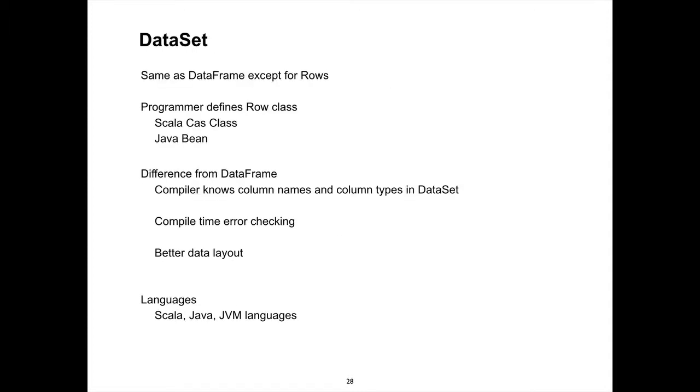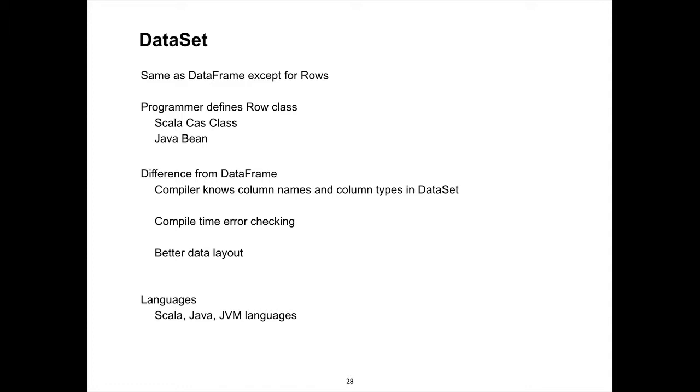Okay? A data set. A data set is basically a data frame, but we don't use the row object to store a row, right? You define a row class. In Scala, you define a case class, and in Java, you'll define a Java bean, right? And what that means is the Scala case class or the Java bean defines the data type of each column, right?